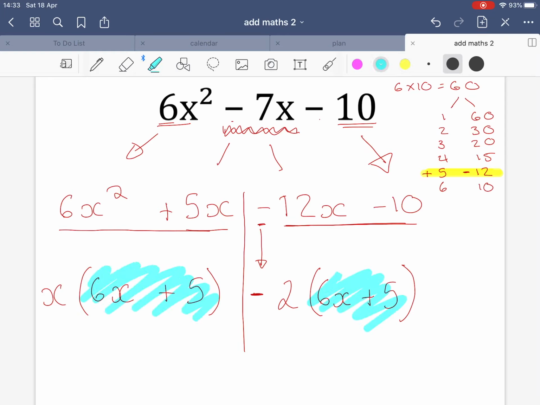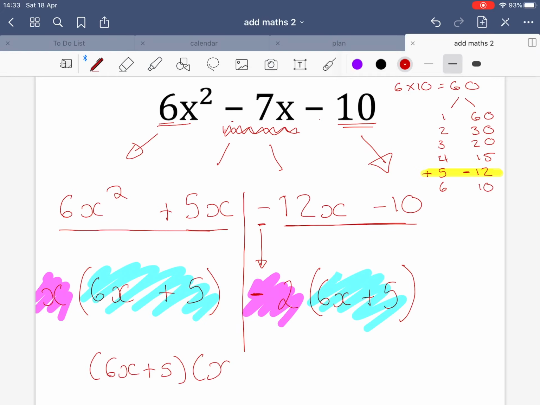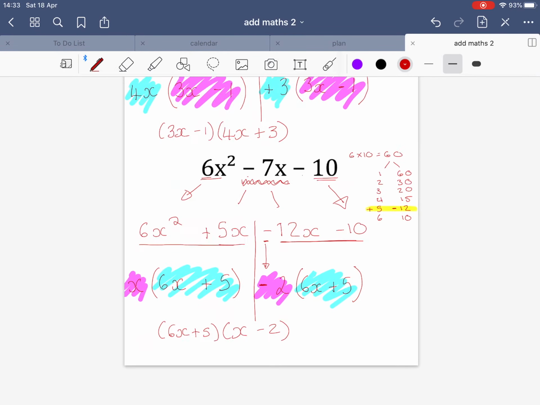Both brackets are 6x plus 5, so that's one answer, 6x plus 5. And the other answer is x minus 2. So we've got x minus 2. So that's how you factorise more complex quadratics.